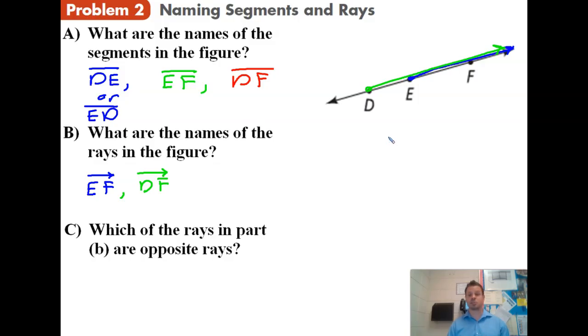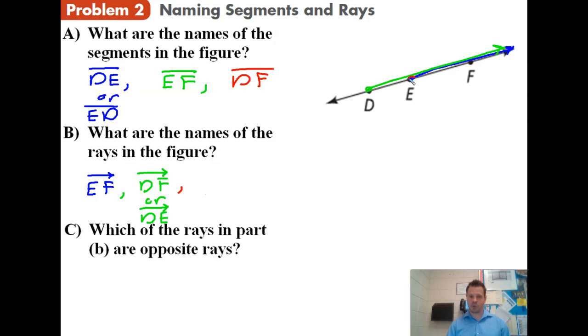Now, one trick with this is there's another way I could name that ray. I can't switch the order of the points. What I could also do is say ray DE. Because whether it starts at D and runs through F on and on forever, or starts at D and runs through E on and on forever, it's going in the same direction, so it's the same ray.